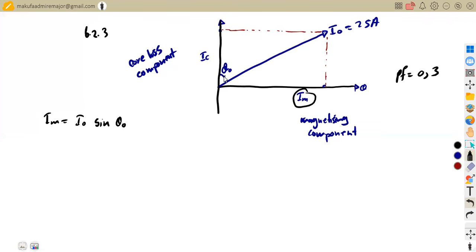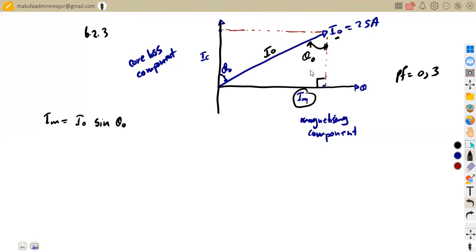This angle that we see here is the same as the angle that is going to appear here, because these two lines are parallel. So this is where you have your theta naught in this case. You are focusing on the magnetizing component, which is opposite, and you are given the no load component, which is your hypotenuse, if you are to consider your triangle here.